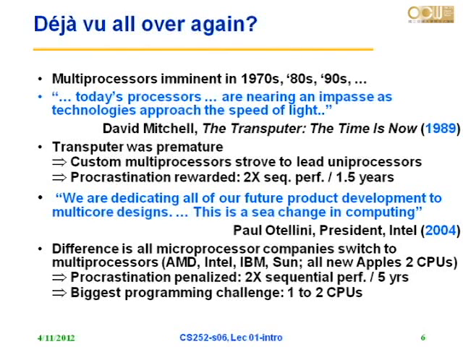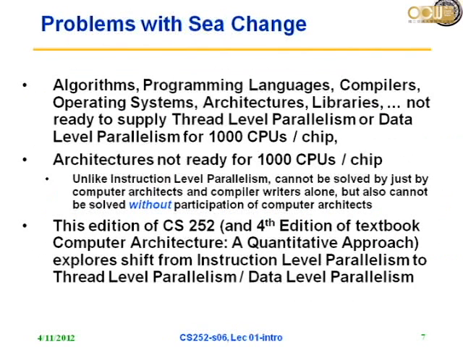Whether that's 2 or 3 or whatever, as long as you have more than one, the programming will have to be very, very different, including high-level language programming. And the problems with C, changes in algorithms, programming languages, compilers, operating system architecture, and libraries are not ready to supply thread-level parallelism or data-level parallelism for so many CPUs. This number doesn't matter as long as it's greater than 1. And architecture is not ready for so many CPUs per chip. Unlike instruction-level parallelism, this cannot be solved by computer architects and compiler writers alone, but also cannot be solved without the participation of computer architects.